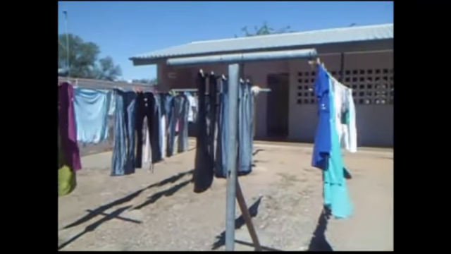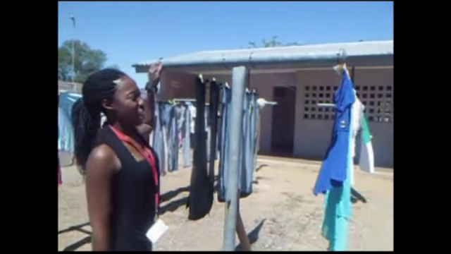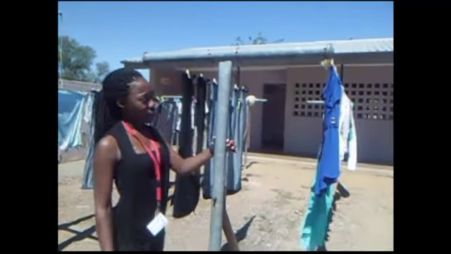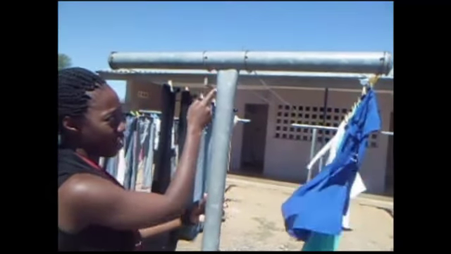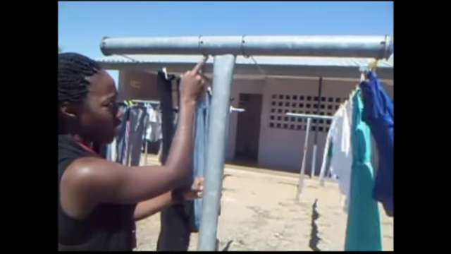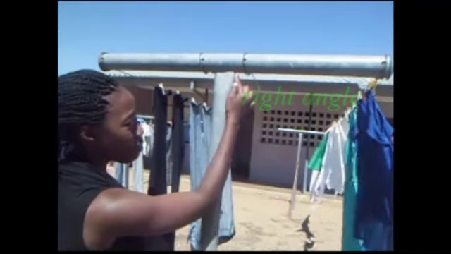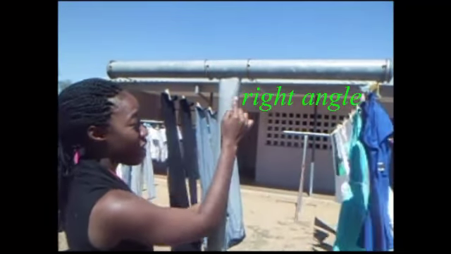This is our hanging line. Here we have a pole and another pole that are connected to each other. Where they meet, they form a right angle and another right angle. We are saying this because here there's a 90 degree angle formed here and another 90 degree angle formed here. And a 90 degree angle is equal to a right angle.